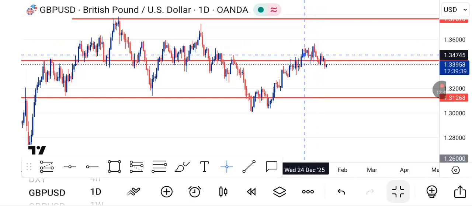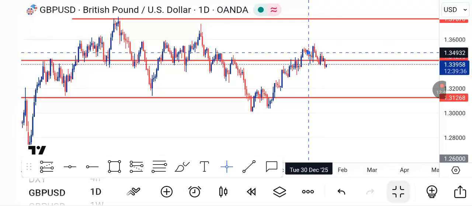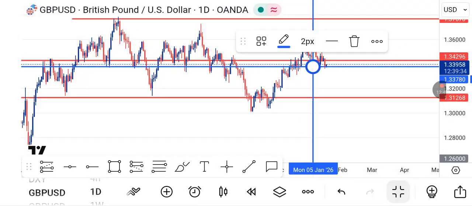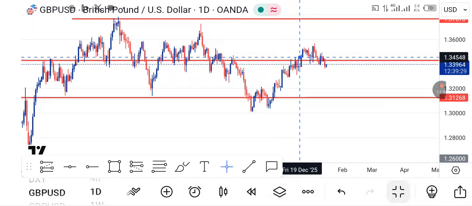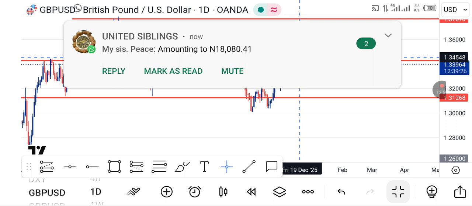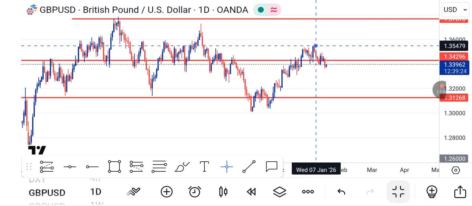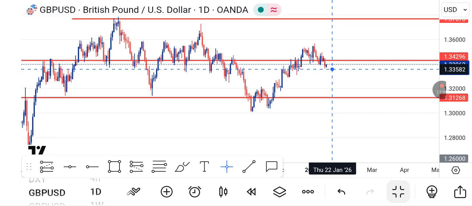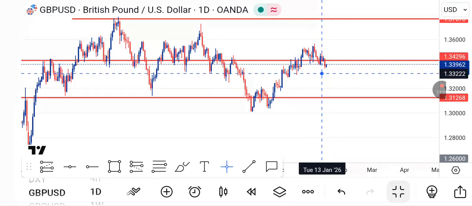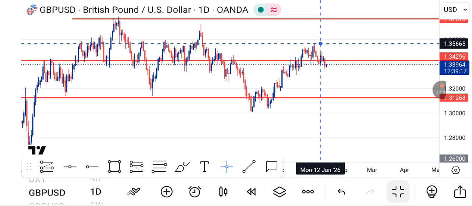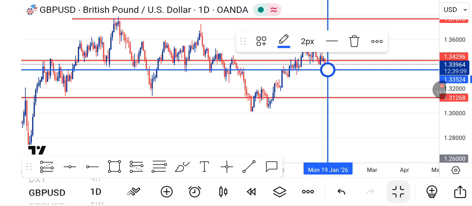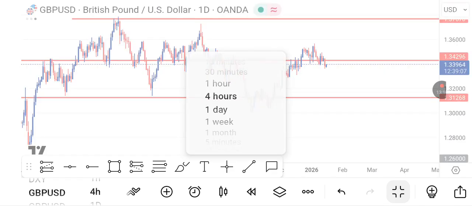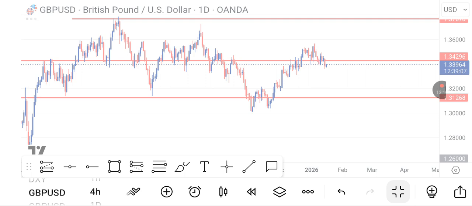So now I just want to see how I can analyze this. Before I can do that, I cannot get a clear picture of it on the daily time frame. Yeah, I cannot do that, so let me just move to 4 hours, to 1 hour. Yes. So now I'll move to 4 hours to see what is happening.